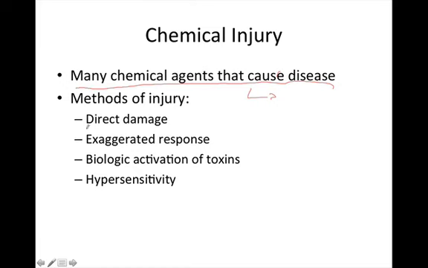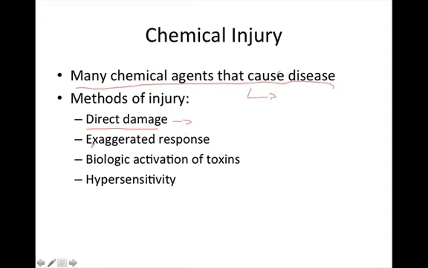Now, when it comes to methods of injury, there's direct damage. Some chemicals can directly damage cells and tissues, like acids and ingested chemicals. There's a reason the warning labels are on all those bottles of chemicals. When you think of a little kid who accidentally gets their hands on a bottle of bleach and drinks it, that's going to cause some very severe damage.